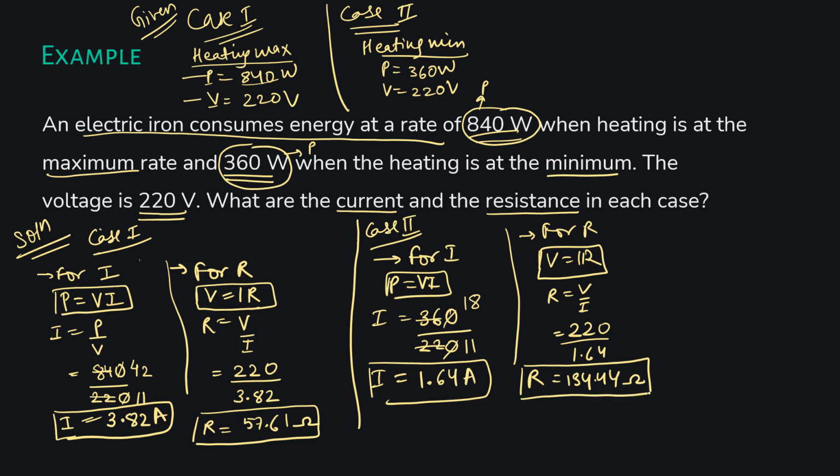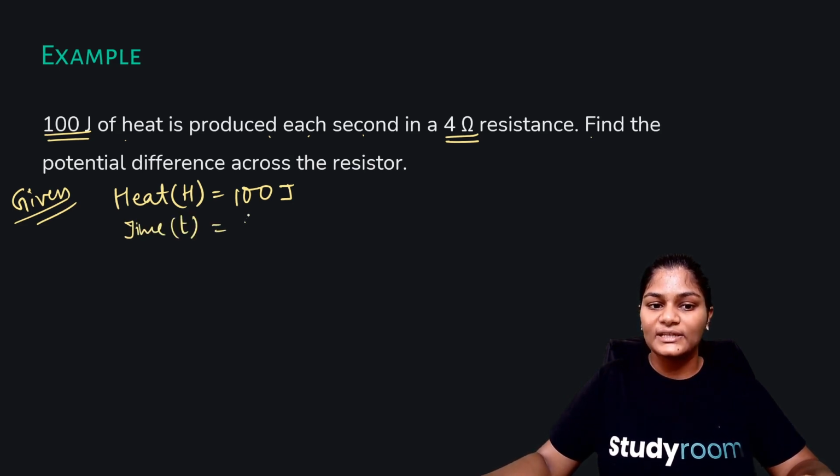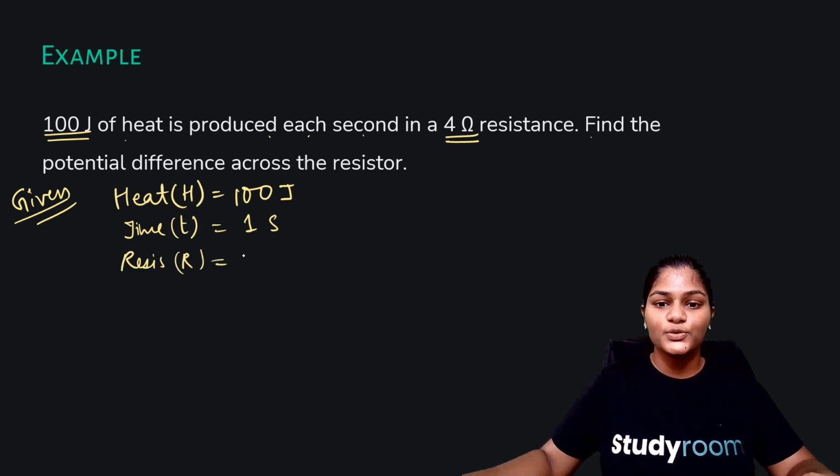So the next question says that 100 joules of heat is produced each second in a 4 ohm resistance. Find the potential difference across the resistor. Okay, so I write what is given to me: heat, or we represent it as capital H, is given to us as 100 joules, produced per second. So time that we're talking about here is actually 1 second, right? And resistance or capital R is given to us as 4 ohm. Find the potential difference across the resistor. We have to find V.